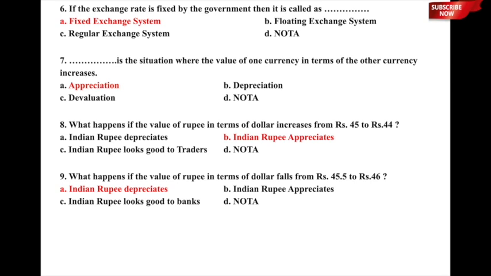Dash is the situation where the value of one currency in terms of another currency or other currency increases. A situation where the value of one currency in terms of other currency increases, whether it is A, appreciation, B, depreciation, C, devaluation, or D, none of the above. So, here the correct answer is when the value of one currency in terms of another currency increases, it is termed as appreciation.